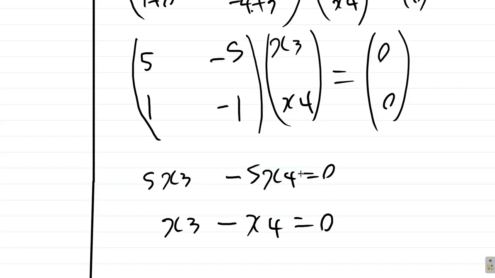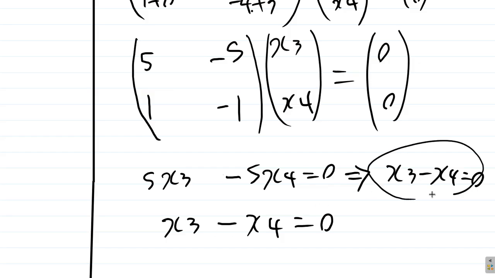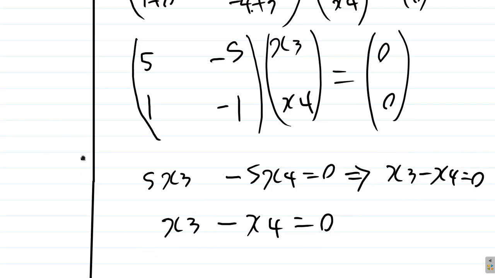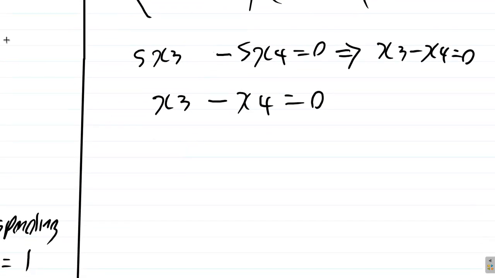But notice, this is the same thing as this. If you divide both sides by 5, you get x3 minus x4 equals 0. So one is just a multiple of the other, right? So x3 minus x4 equals 0 in both. They should be the same when you work it out like that. So this is saying x3 equals x4.